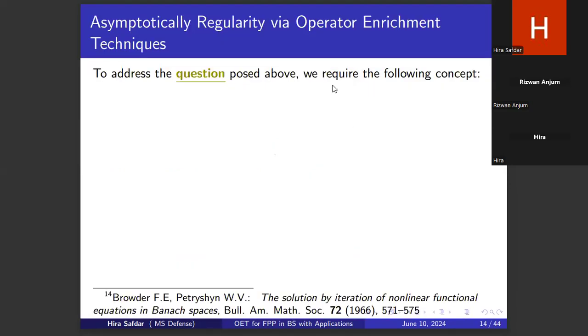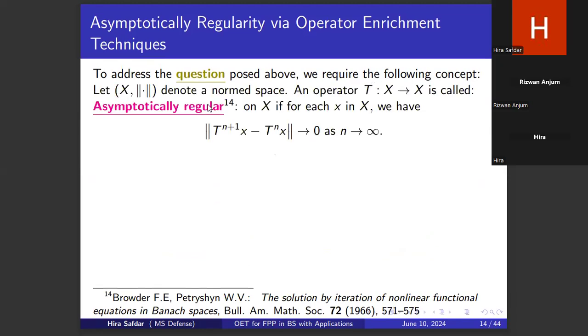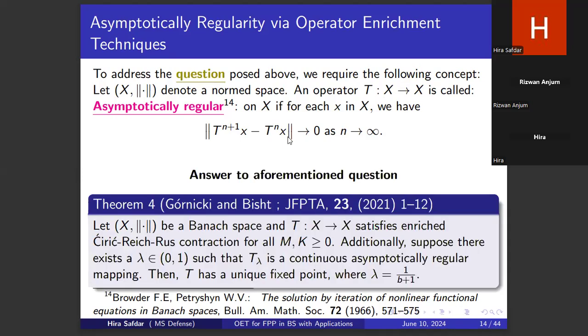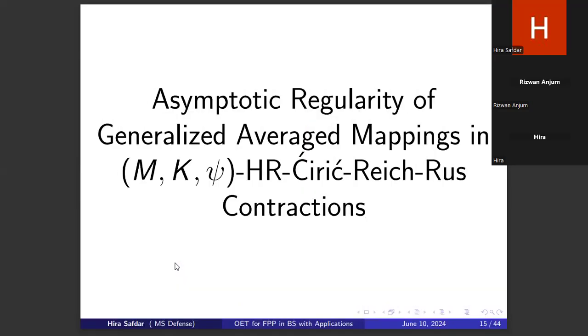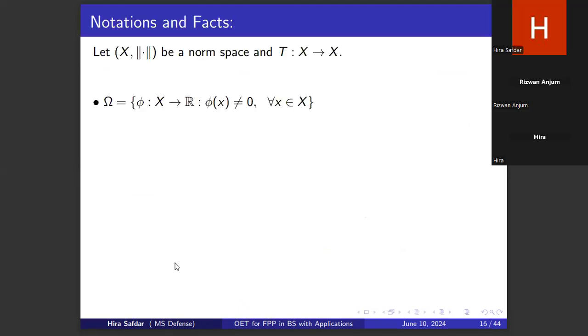To answer the question posed above, we require the following concept of asymptotically regular. In a normed space, an operator T from X to X is called asymptotically regular if this condition is satisfied. The answer to the aforementioned question is given by Górnicki and Bisht in the Journal of Fixed Point Theory and Applications in 2021. The next section is about asymptotic regularity of generalized average mapping in enriched Ćirić-Reich-Rus contraction.